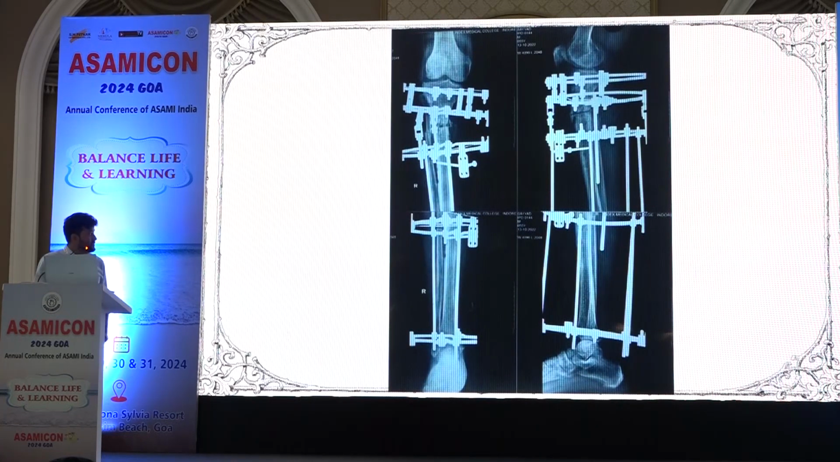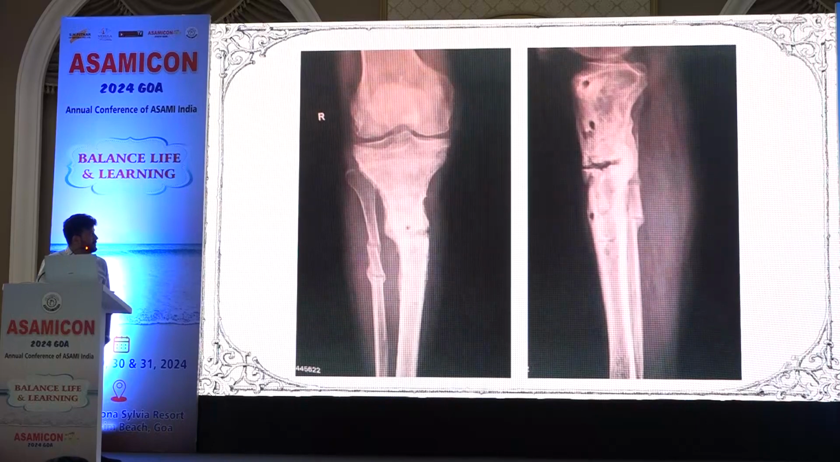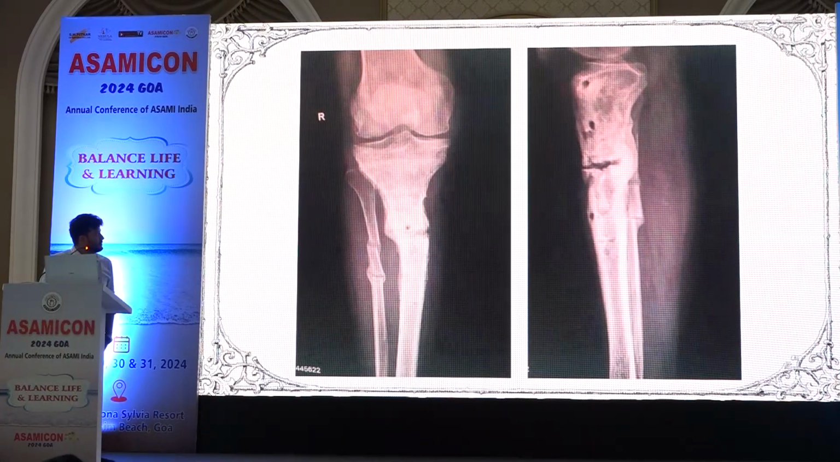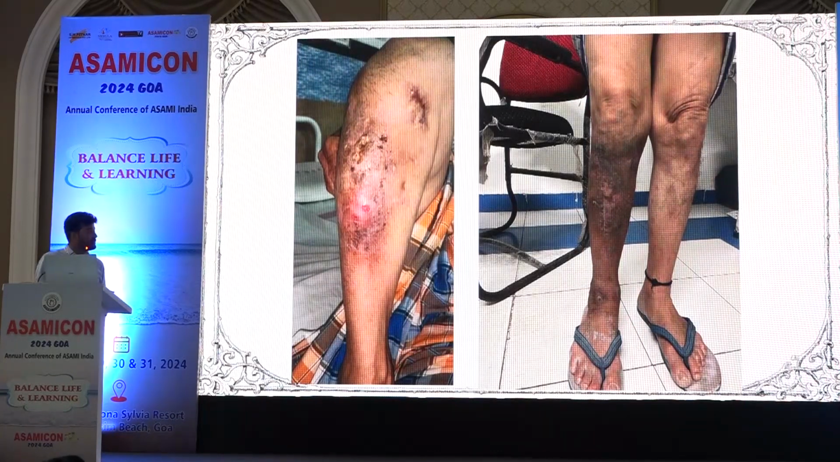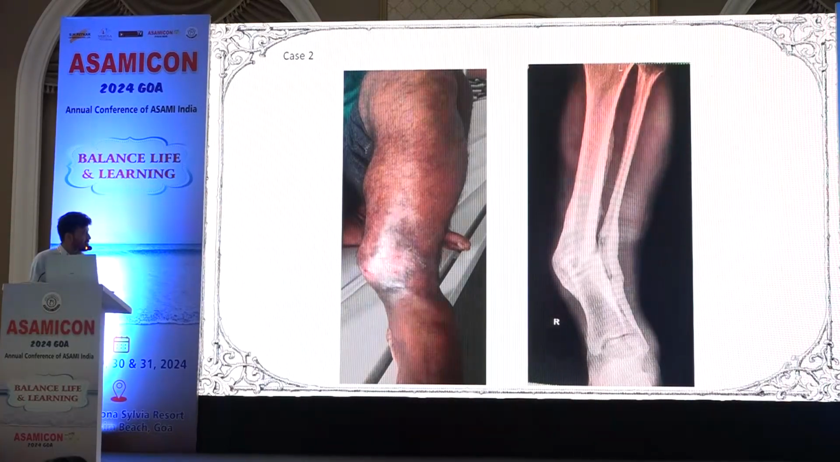So these were the X-rays, just post-op. This one is after the removal of Ilizarov. As you can compare, the sinus was almost totally healed, we achieved infection control, and the patient was able to mobilize. This is the next patient, who came after 1.5 years of the deformity.